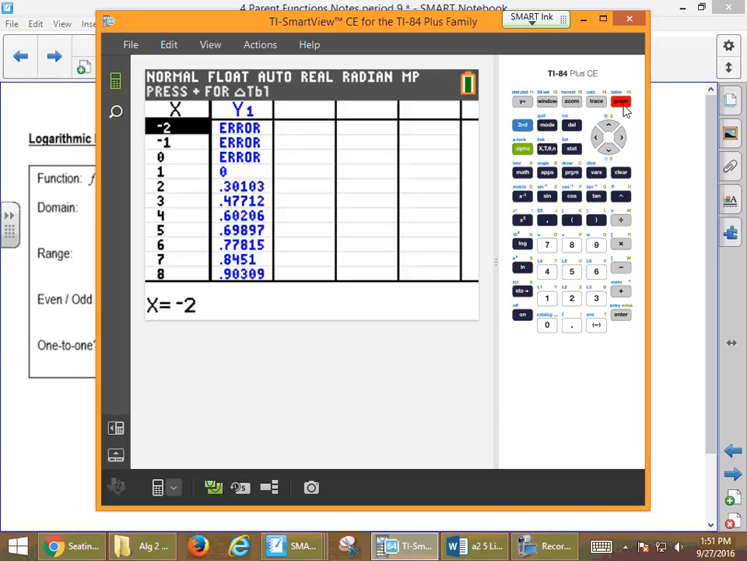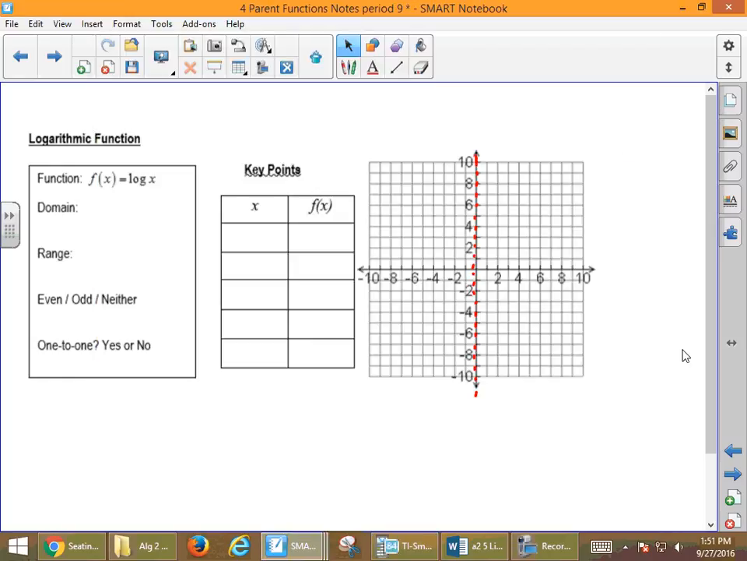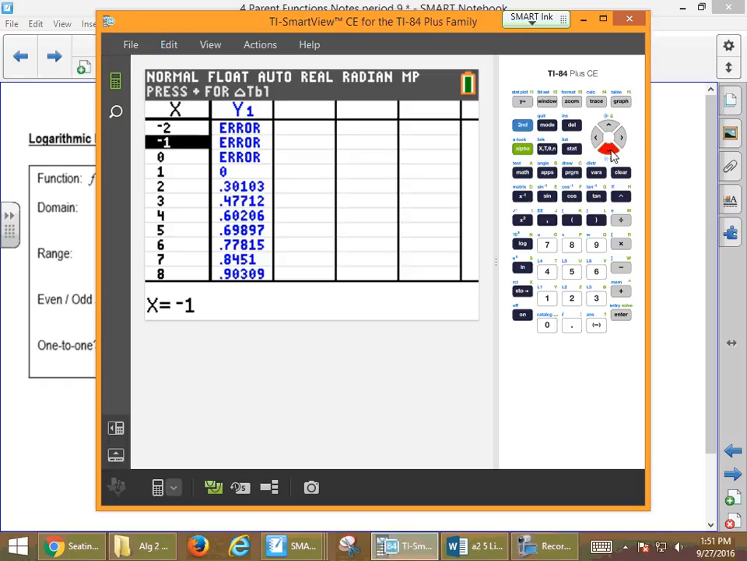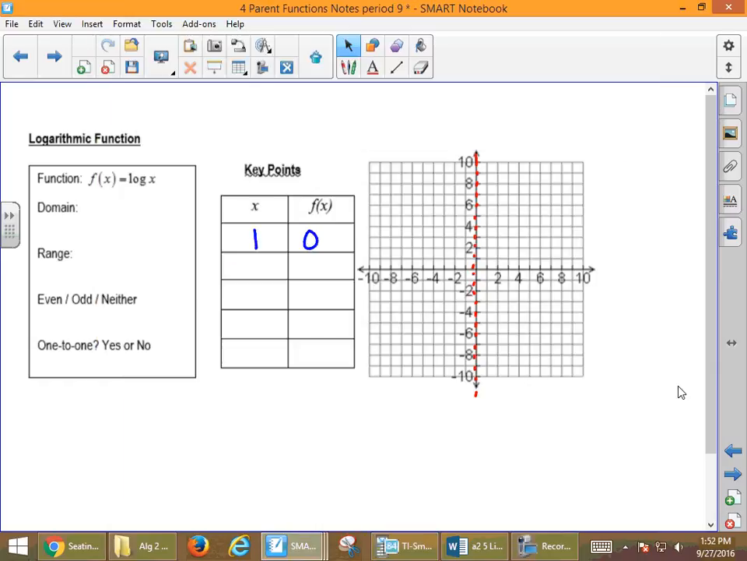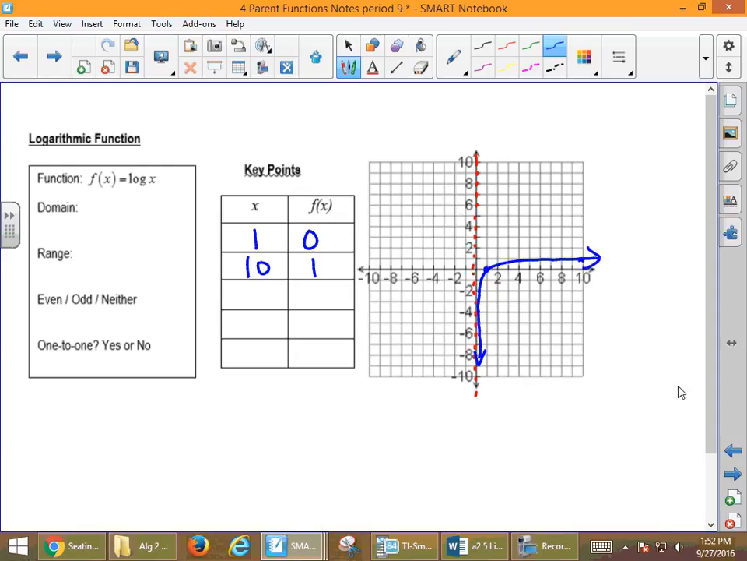Starting at -2 has an error, and -1 has an error, and 0 has an error, but 1, 0 is a good value that we can use to graph. If you scroll through that screen, and I know that causes me trouble, it's a lot easier at your desk, there's going to be another point that's easy to remember, which is 10, 1. So when we graph this, 1, 0, 10, 1, and it's going to look something like that.